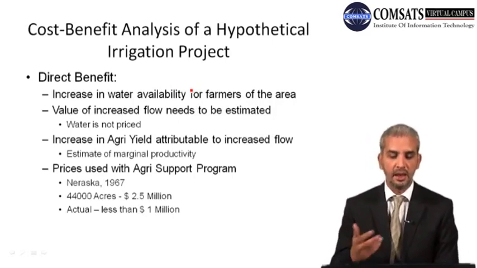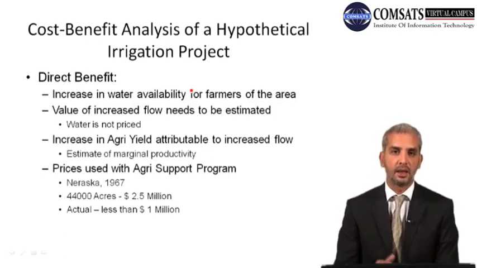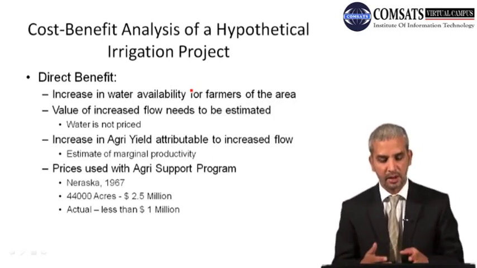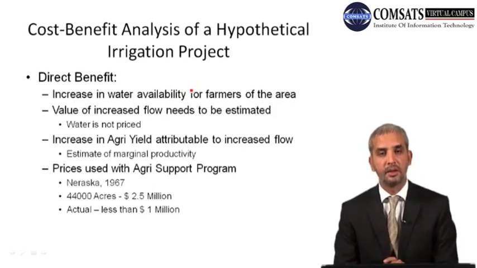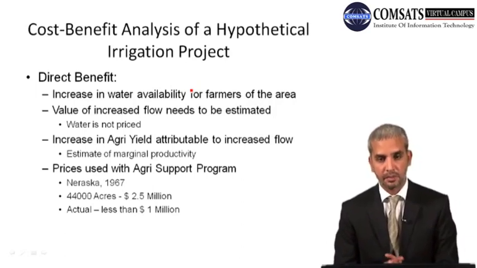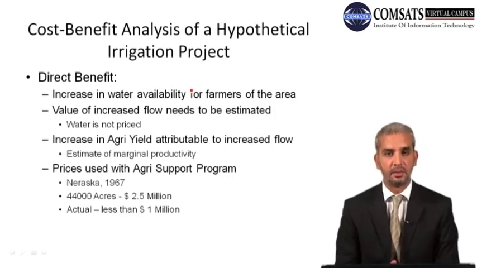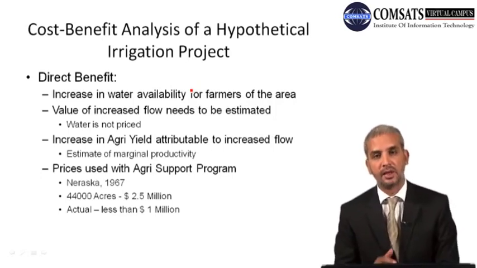So if there is an irrigation project by the government to increase the fertility of land in a certain area and certain geographical location, there is a hypothetical project over here, and a similar kind of estimate was done in the USA back in 1967 in the state of Nebraska. Now before going to that, let's discuss our hypothetical example where the direct benefit to the farmers is increased availability of water for farmers of that area.